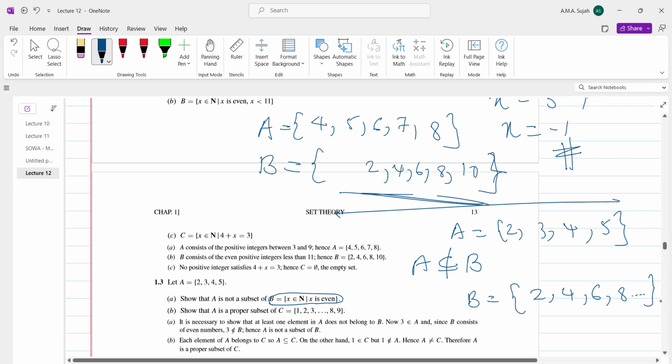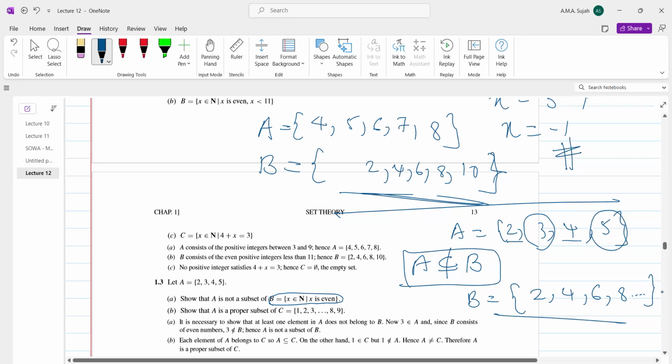So now this one we need to prove: A is not a subset of B. B is 2, 4, 6, 8, dot, dot, dot, that's the even numbers. Now if you look at A, what are the different elements here? 2 is there, 4 is there. So 3 and 5 are there.